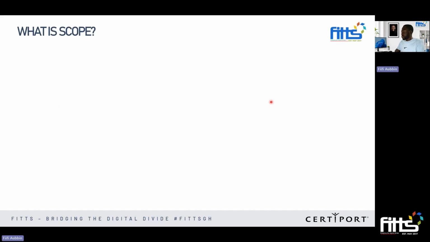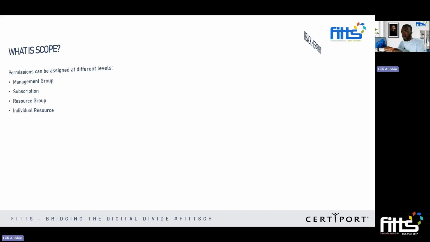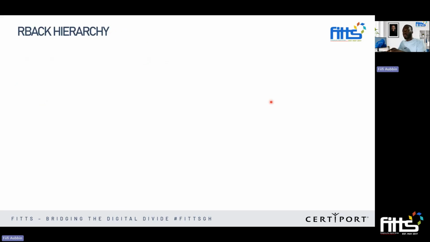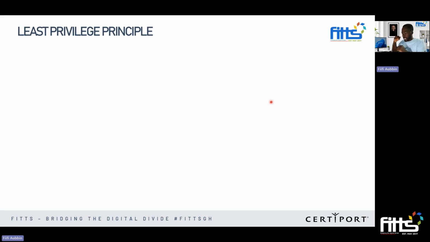Now let's dive into what a scope is. Permissions can be assigned at different levels. So you've got management group, subscription, resource group, and individual resource. We'll delve deeper into that whilst we do our practical lab. So what is the hierarchy here? We have management group first, subscription second, resource group, resource, and that's it. So you need to understand that.